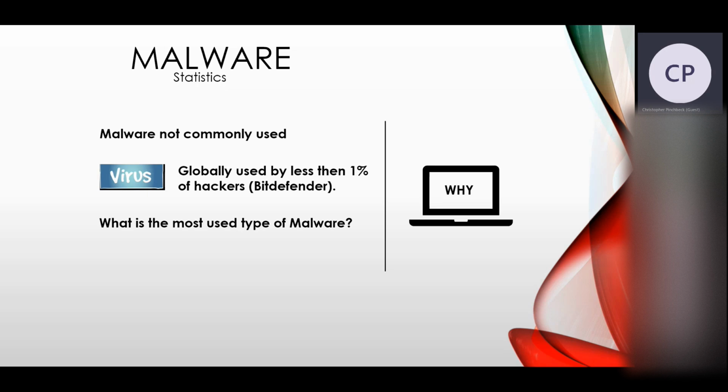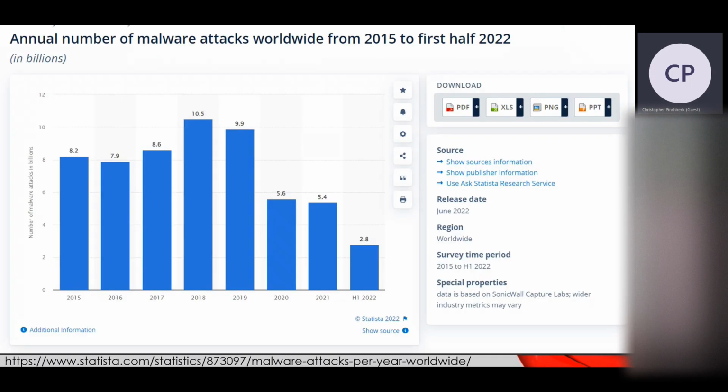So what is the most used type of malware? I couldn't actually find any information on that. I was really interested to see statistics on whether one malware is used more than another. But what I did find was a chart from statista.com, which looked at the annual number of malware attacks worldwide, starting from 2015 all the way to 2022, but only up to June.